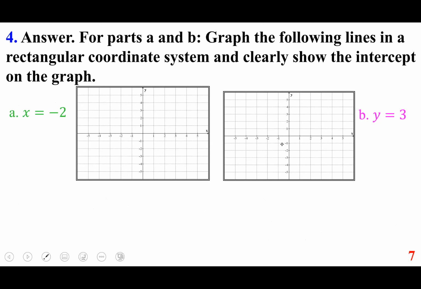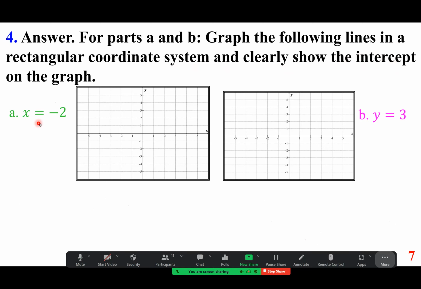All right, we want to answer the questions. In this case, we want to graph the following lines in a rectangular coordinate system and clearly show the intercept on the graph. As you can see, x equals negative 2 and y equals 3. X equals negative 2 is a vertical line, okay? So it goes this way. That means it's parallel to the y-axis, or you might even say perpendicular to the x-axis.